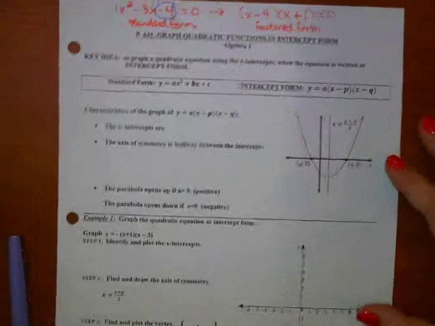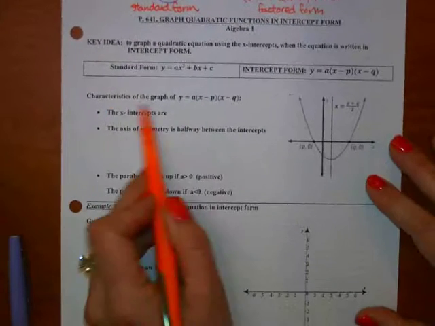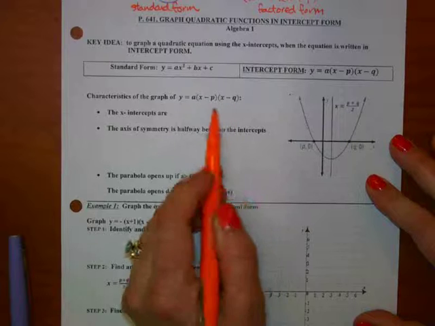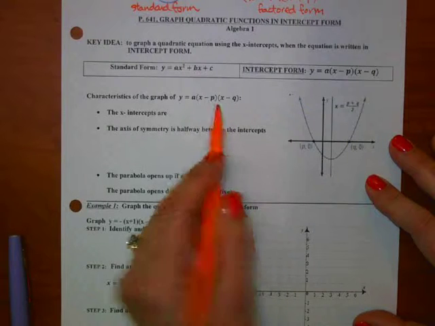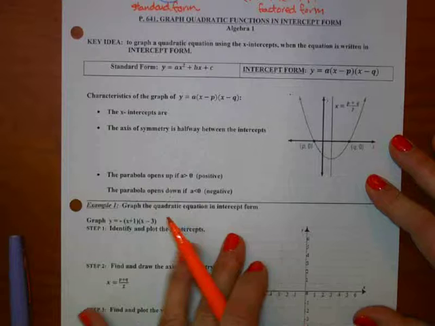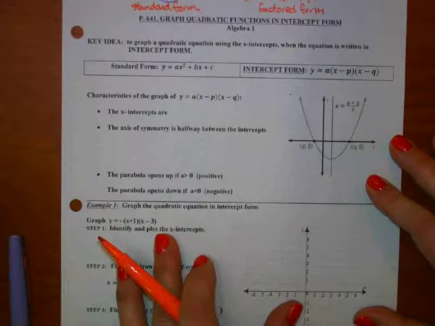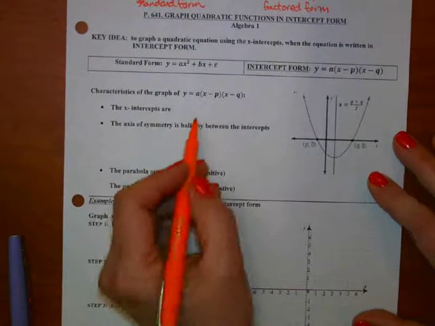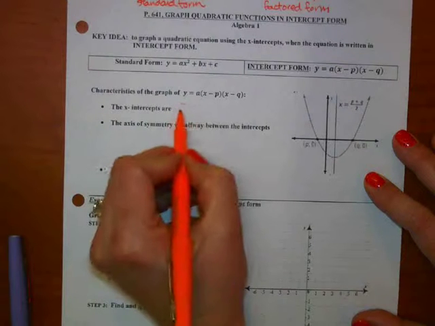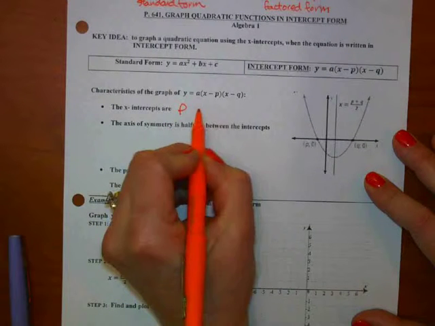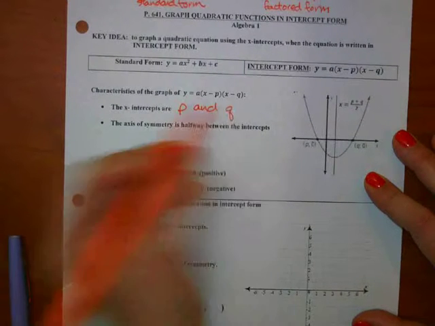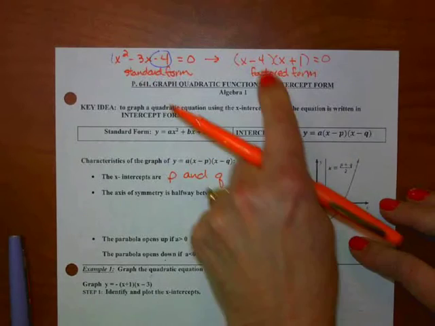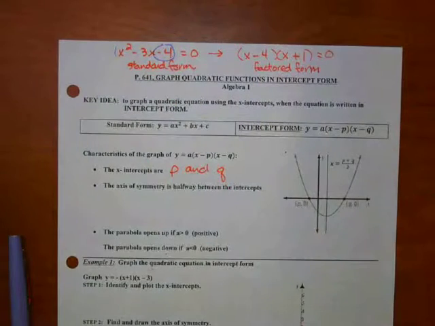So, right here, characteristics of this graph. This is really just factored form here, right? We factored a trinomial. Maddie, put your head up, please. I want you to stay with me. The x-intercepts out of here are going to be the p and q. So I would just pull these numbers out of here, and I would know where the parabola hits the x-axis.